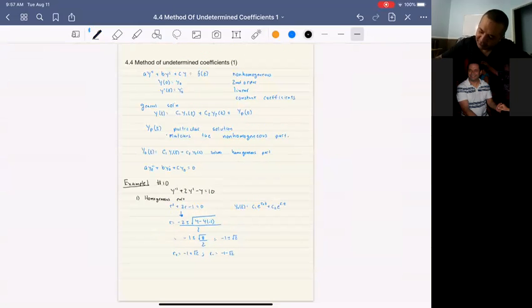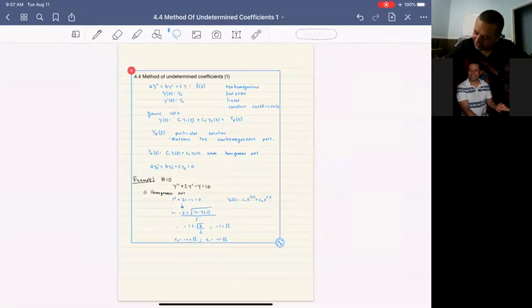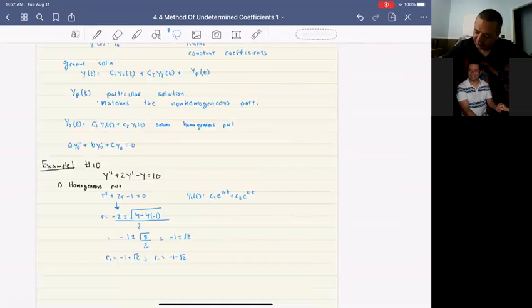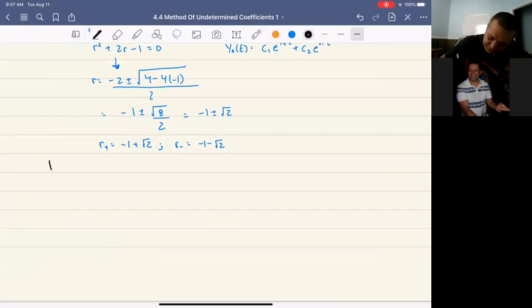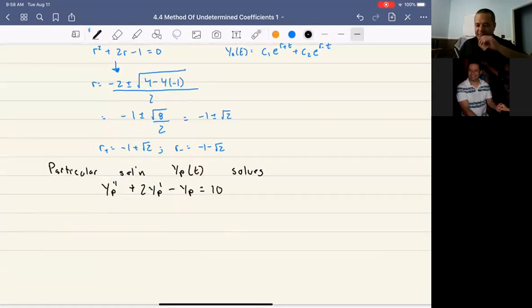Running out of space already. Fix that. Okay, particular solution. That's going to be yp(t), and it solves yp'' + 2yp' - yp = 10 in this case.